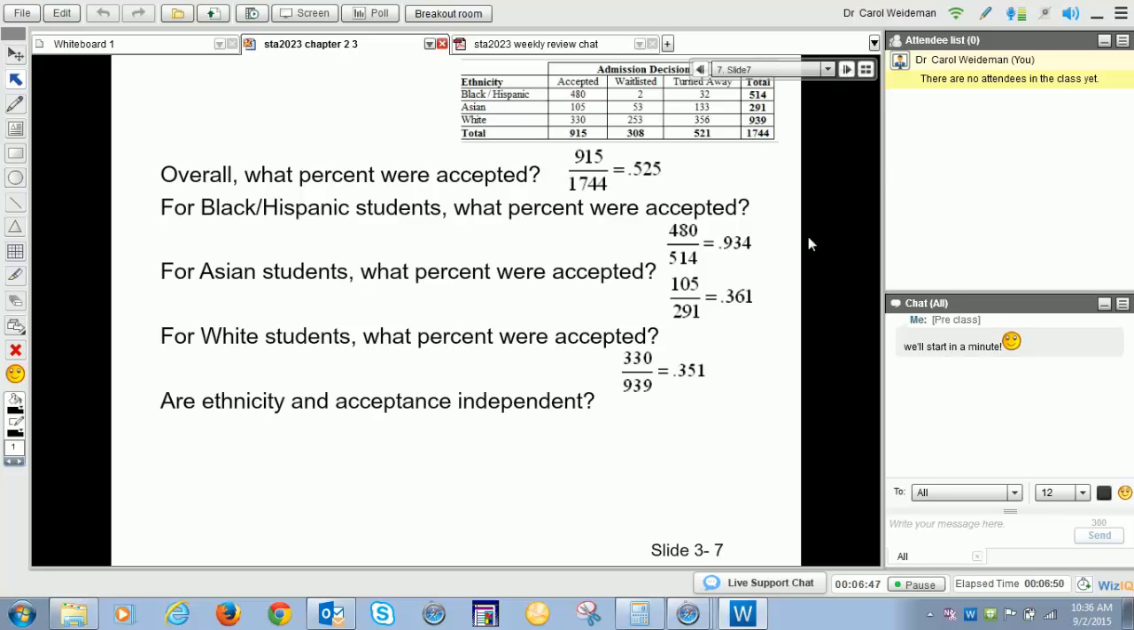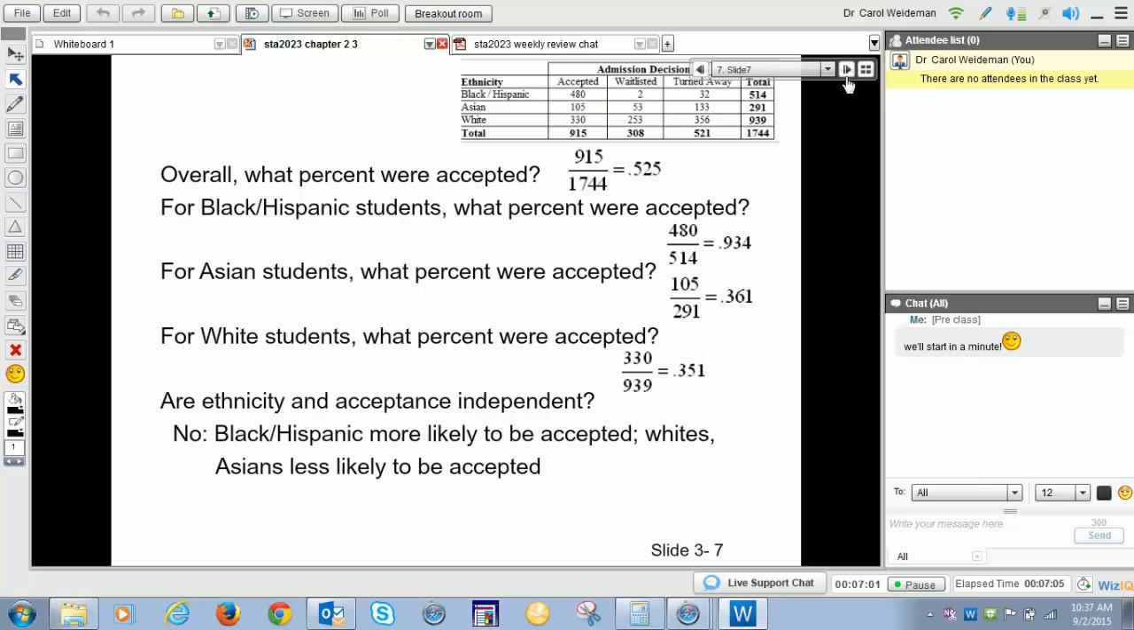Now, it's an interesting relationship here. If you notice, overall, about 53% of students were accepted. But when we further drill down into the race ethnicity categories, we see a great difference among the percent accepted. And that leads us to say that these 2 variables are not independent. If they were independent, we would expect to see the same percent within each race ethnicity category. So we notice here that blacks were more likely to be accepted, and the Asians and the whites were less likely.